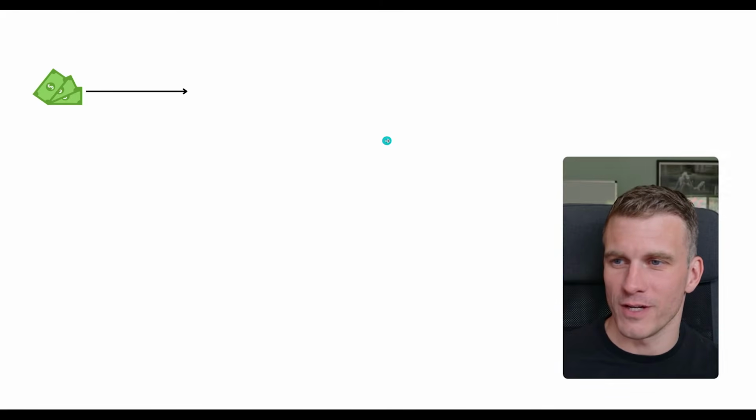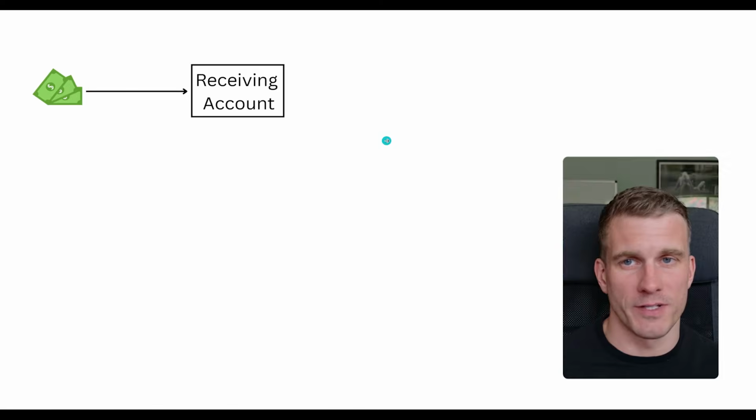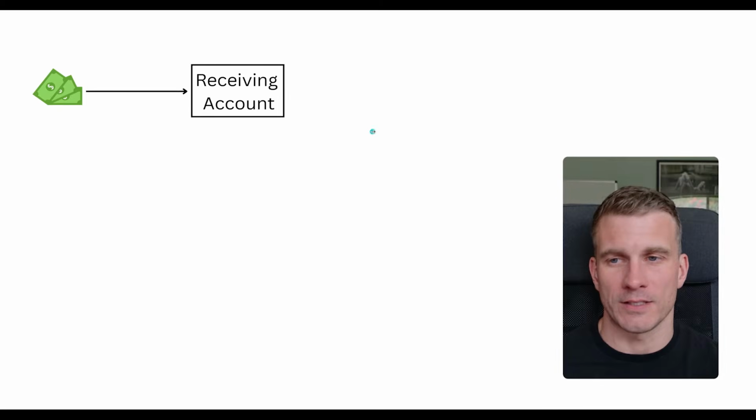So there's only really 2 things that you need to understand to put this automation into practice. Okay, so let's talk about what we're trying to do when we automate your finances. So you have your paycheck, this money over here. That's going to come into a receiving account. So this will be the first account that you set up.